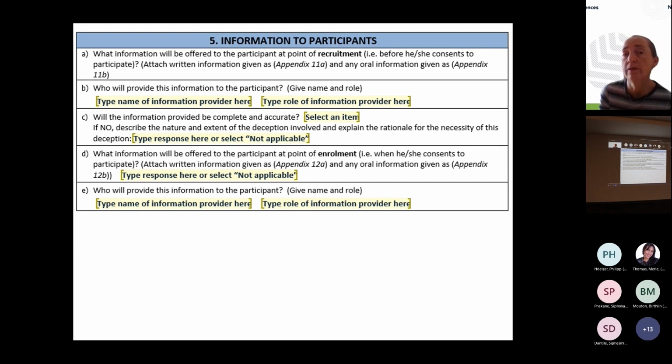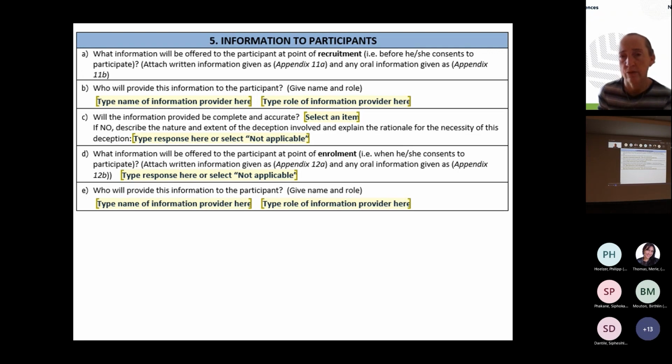Then this question: will the information provided be complete and accurate? I think for all of us, the gut feel answer is yes. But there are exceptions, and on the next slide, I'm going to share with you examples of exceptions. But for most studies, will the information provided be complete and accurate? It is a yes question.